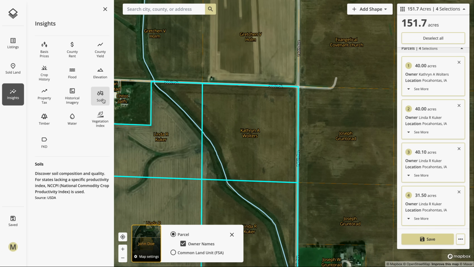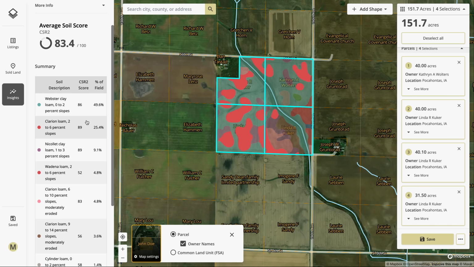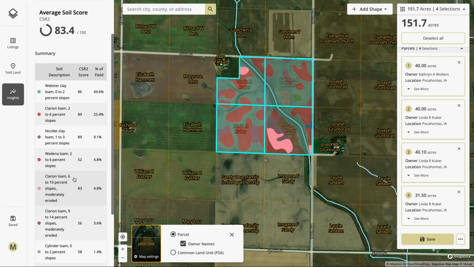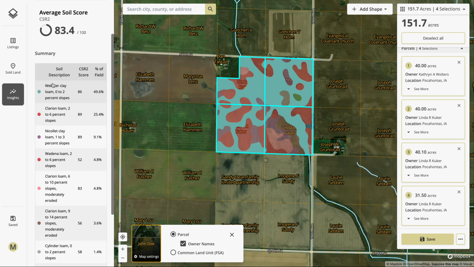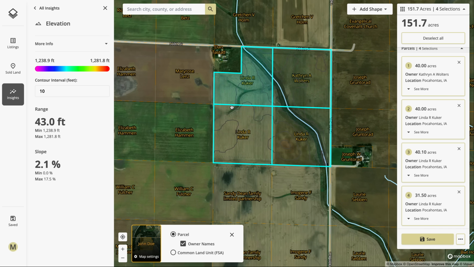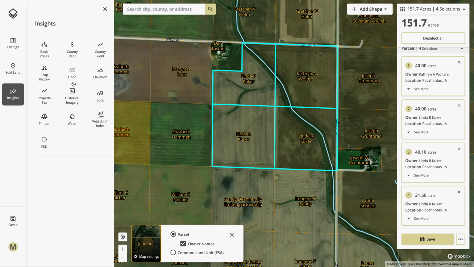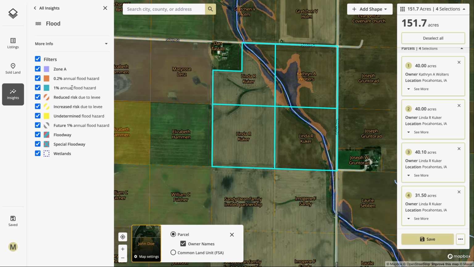From here, I move on to the land diligence, beginning with soil, where we see an 83.3 CSR2. I see the dominant soils are heavier clay soils, and notice that there's significant slope and moderate erosion in the southeast corner of the property. When toggling to elevation, I see a high point in the south, as well as a general northeasterly slope. Soil type and elevation raise potential flooding concerns, so I toggle on the flood layer, which confirms this risk, specifically in the northeast portion of the property.